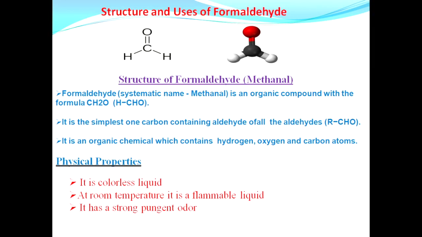The structure of formaldehyde is the first carbonyl compound with two hydrogen atoms. It is a one carbon containing aldehyde and the formula is HCHO. And if you see this, its systematic name is methanal as it contains one carbon. So we know that in organic compounds, one carbon compounds are called meth. So it is an aldehyde, so methanal.